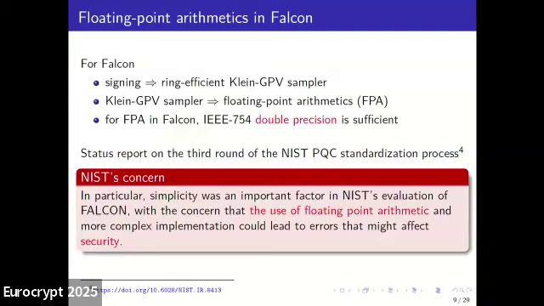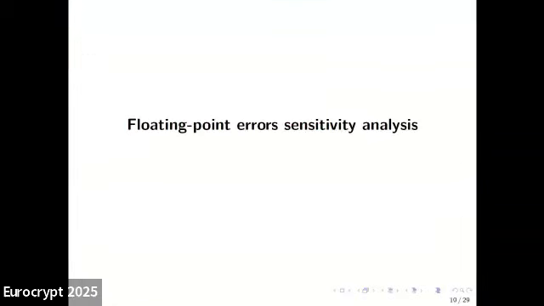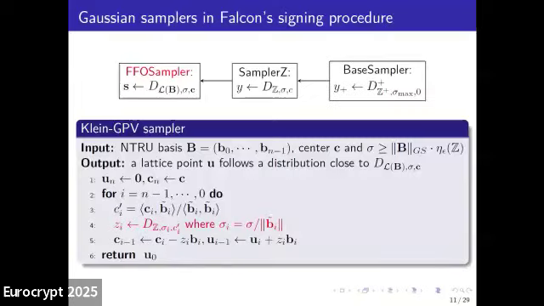So in the status report on the third round of the NIST post-quantum cryptography standardization process, NIST raised a concern that the use of floating point arithmetic and the most complex implementations could lead to errors that might affect its security. In this work, we give a floating point error sensitivity analysis of Falcon's Gaussian samplers.